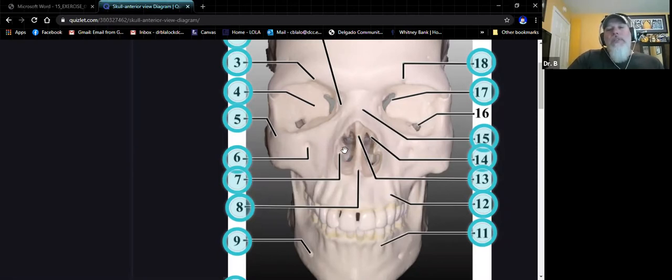Now you'll notice these little ridges of bone sticking out laterally from inside the nasal cavity. These are called nasal concha. So right here, number 7 is pointing to the inferior nasal concha. And then these right here, that number 14 is pointing to, those are the middle nasal concha. There is another set, but it's way up there, we can't see.